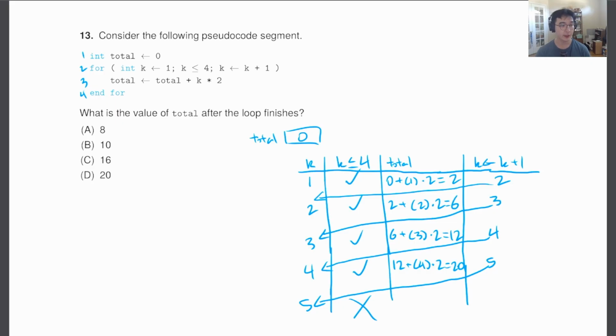So what is the value of total after the loop finishes? It is that 20 right there. And I should erase this. It is that 20 value over there. So once again, make sure you really know how your loops work, your while loops, for loops, do while, and repeat until loops work for this exam. All right, that was question number 13.